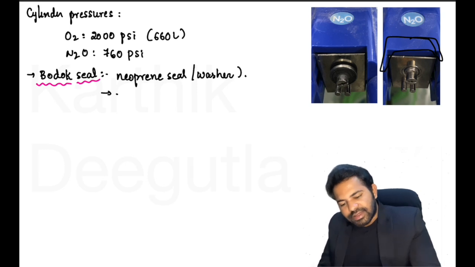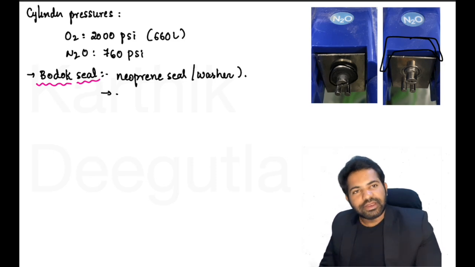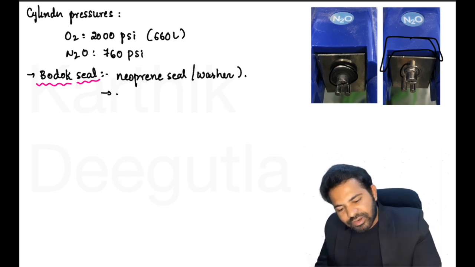This neoprene seal you can see in this picture. In the first picture you can see that there is a washer, which will be present between the cylinder and the yoke. In the second picture you won't see any washer.